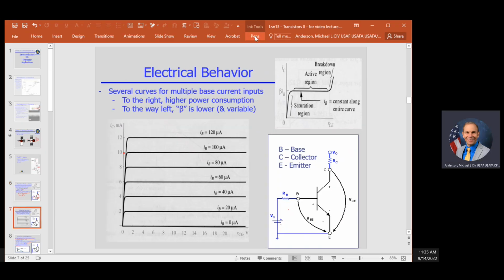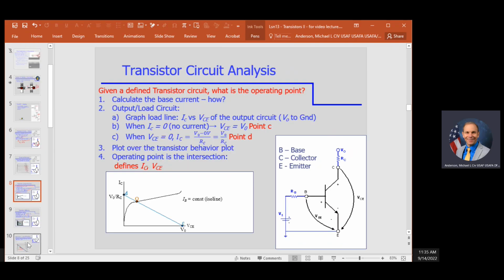Now, if we want to understand how these devices operate in a certain circuit, we need to figure out its operating point. We use a chart like this, which is a load line chart. This family of curves, which we call isolines, indicate different base current values for a given transistor. And we determine where it's operating by looking at the circuit that it's set up in. So let's review that really quick.